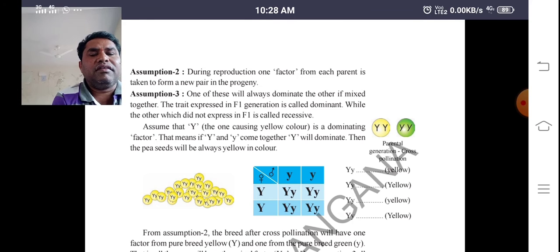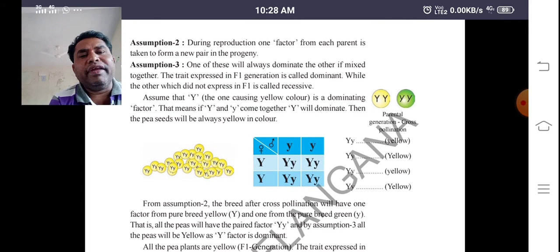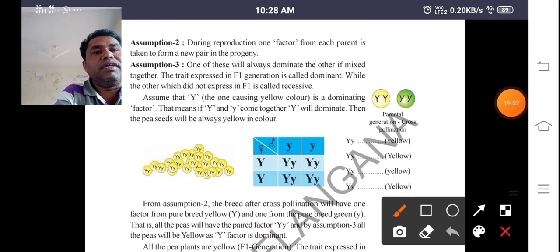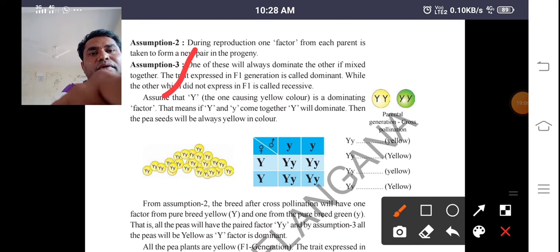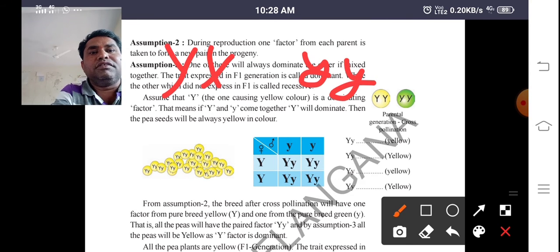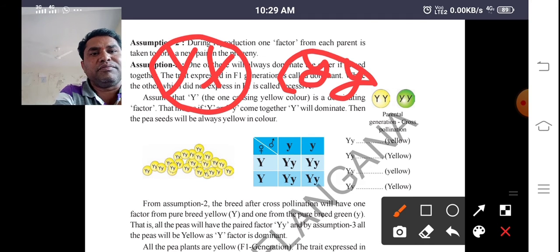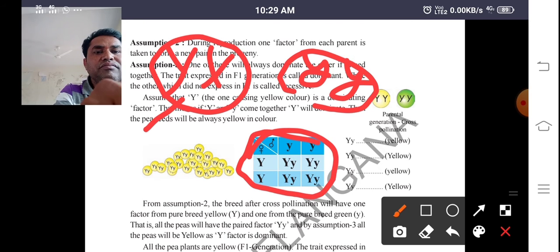Here the box is given clearly, and this box is called a Punnett box. Whenever we cross in this way we have to draw it. We take the parents, capital Y and capital Y, and small y and small y. Capital Y indicates yellow seeded plants, small y indicates green seeded plants. Now you take this Punnett box and write the gametes, capital Y, small y.